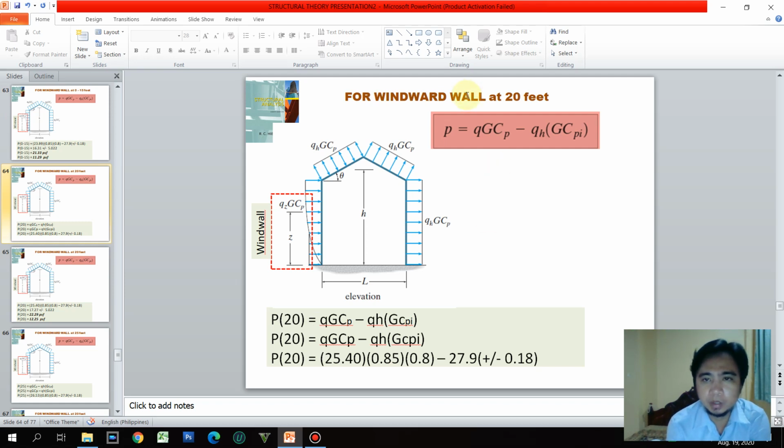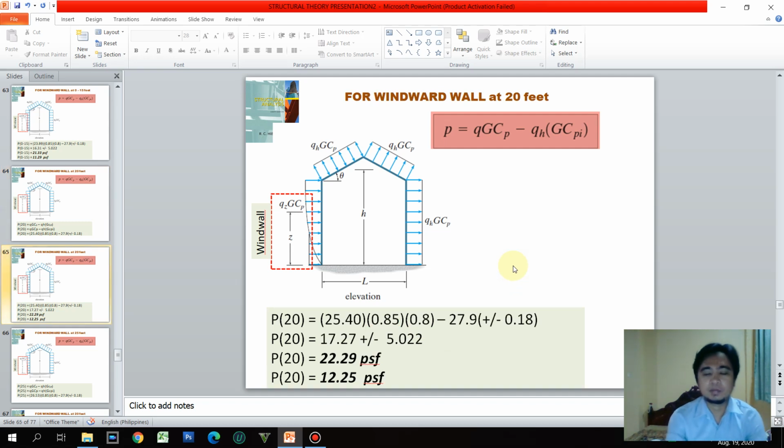And then windward wall at 20 feet. Okay. So this is P20. Again, the same formula. So we have derived the Q for a height of 20 feet, that is 25.4, and then the same factors here, the same Q at 31.61, the same GCpi. Then we have an upper limit and lower limit again, okay, for that one.